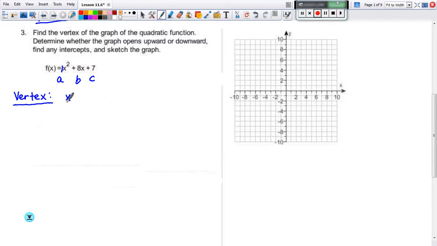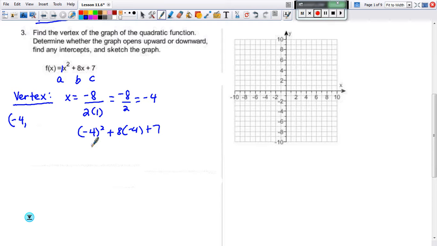And again, x equals the opposite of b. The opposite of positive 8 is negative 8 over 2a. So that's negative 8 divided by 2, which is negative 4. So that is the x value of your vertex. Then you plug that into the original function. Negative 4 squared plus 8 times negative 4 plus 7.